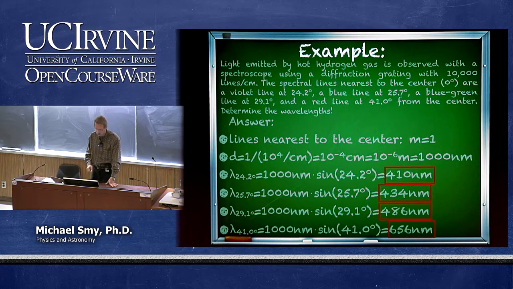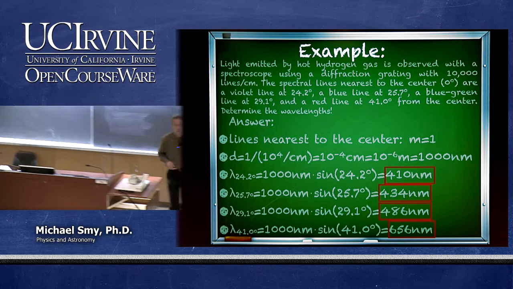Let's assume we have hot hydrogen gas, and that is observed with a spectroscope using a diffraction grating that has 10,000 lines per centimeter. The spectral lines that are nearest to the center, where center means 0 degrees, are a violet line at 24.2 degrees, a blue line at 25.7 degrees, a bluish-greenish line at 29.1 degrees, and a red line at 41.0 degrees. And the problem is to determine the corresponding wavelengths.